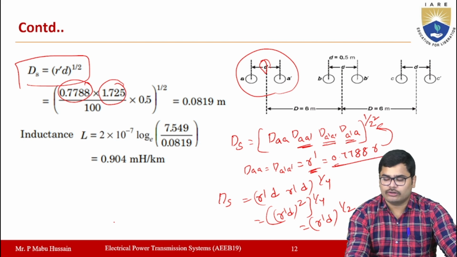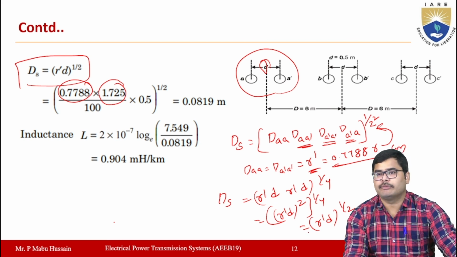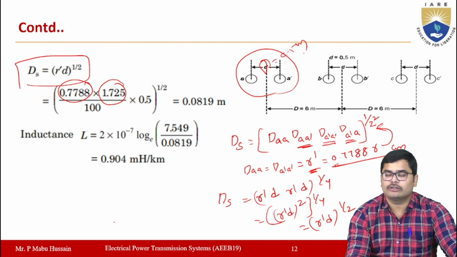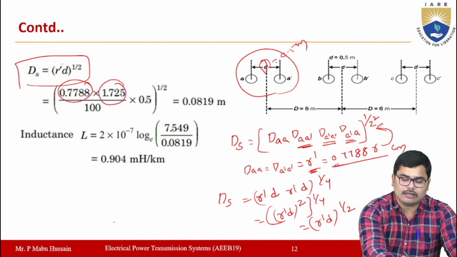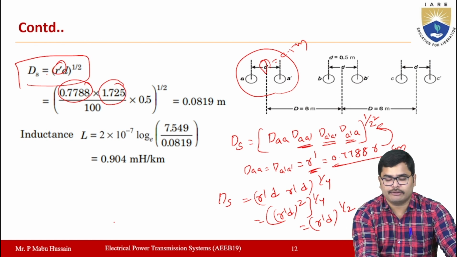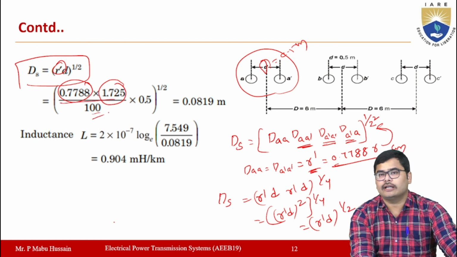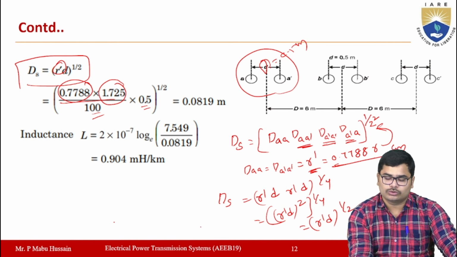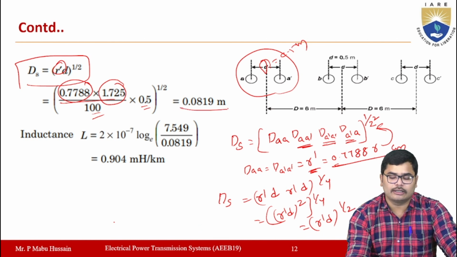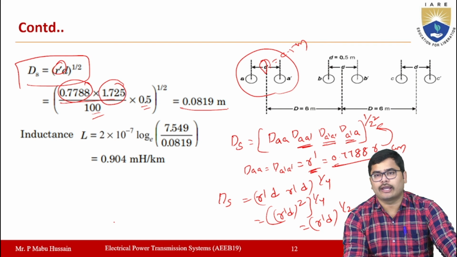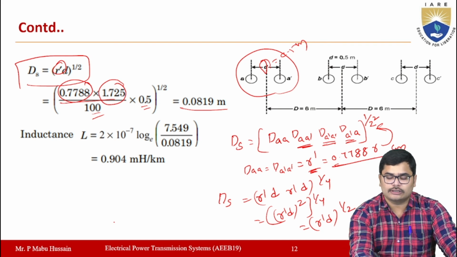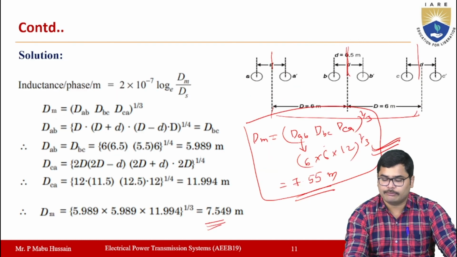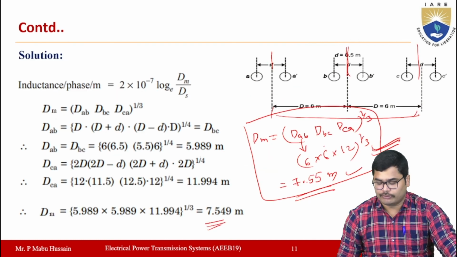Okay, so this value you will get in centimeters. But the value of d here is 0.5 meters, as given. So we are converting this R dash into meters by dividing by 100, right? Then you are multiplying with 0.5 whole to the power of 1 by 2. So the value you are getting is 0.0819 meters. Okay, so this is the value of DS in meters, and the value of DM in meters is 7.55 meters.